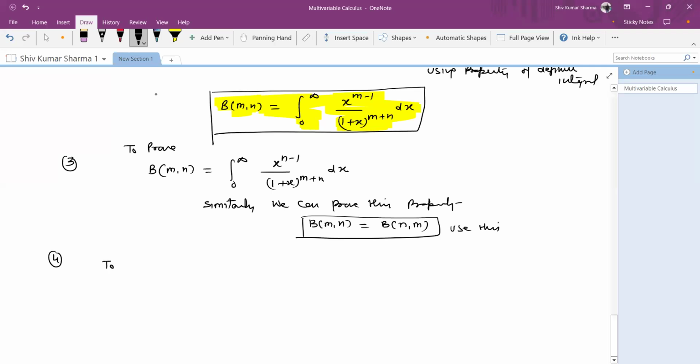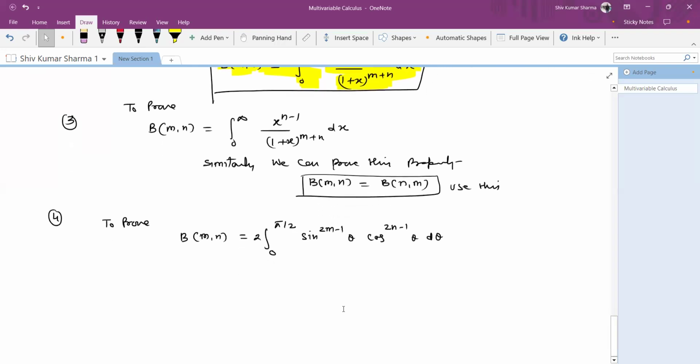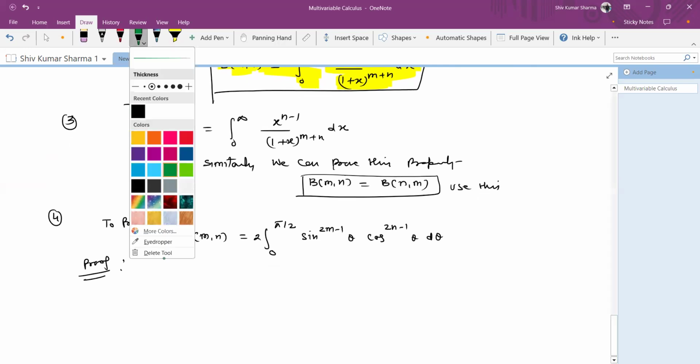The fourth property says that, to prove: Beta(m,n) is equal to twice the integral from 0 to pi by 2 of sine raised to 2m minus 1 theta, cos raised to 2n minus 1 theta, into d theta. So this result we also prove. How to prove this result? We prove it by using the definition of the beta function.